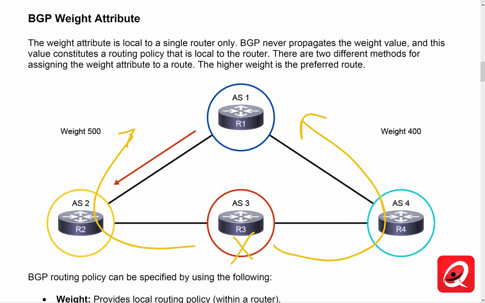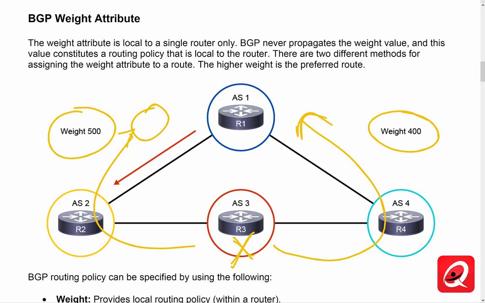So I can set up a route map and do some match and set conditions to say, okay, when I receive prefix X from AS2, we're going to apply a weight of 500. When I receive the prefix of X from AS4, I'm going to apply a weight of 400. All right? That weight is assigned locally to that router. And that weight value only makes sense to that specific router. It's not propagated or carried through any of the other routing updates. So it is what we would refer to as an optional non-transitive attribute. It's not well known, because it is Cisco proprietary, and it is non-transitive.